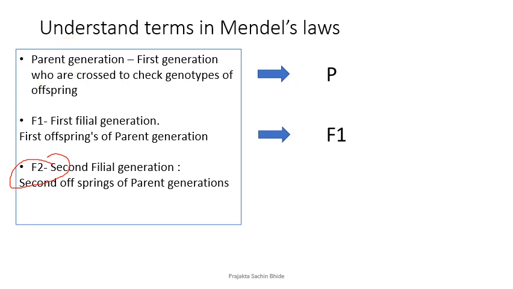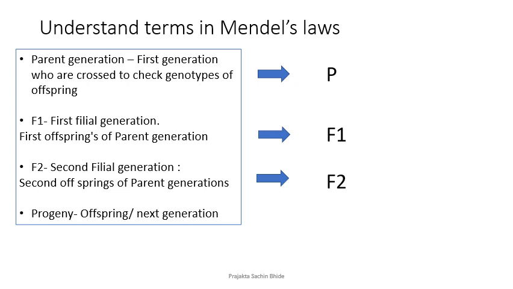How will I represent the F2 generation? It is represented as F2, the letters F and 2. Every time we are studying genetics, we often come across words such as progeny, offspring or next generation. They all mean the same.